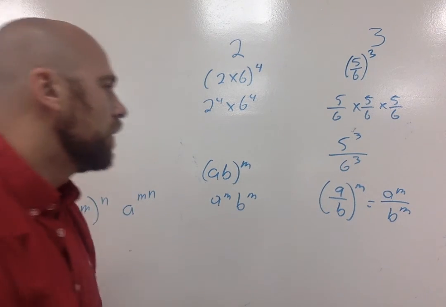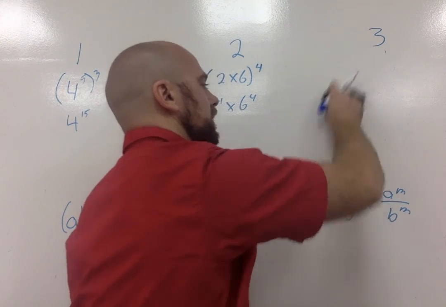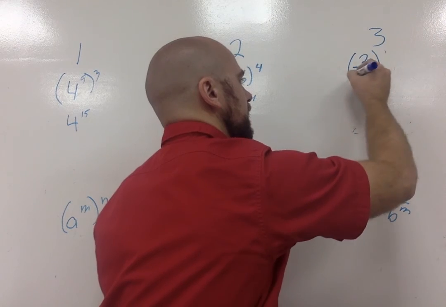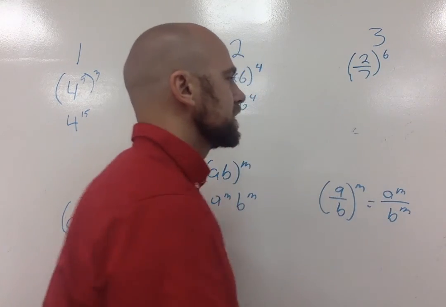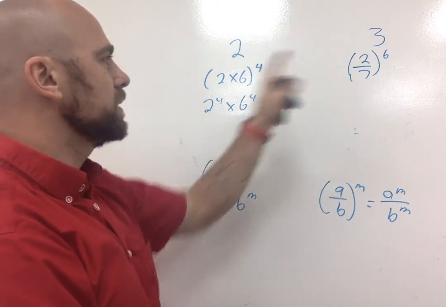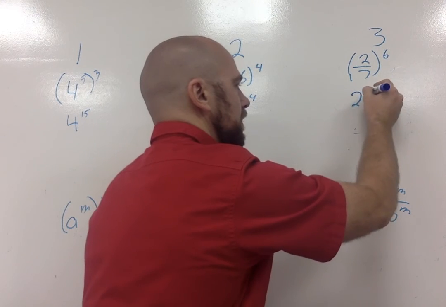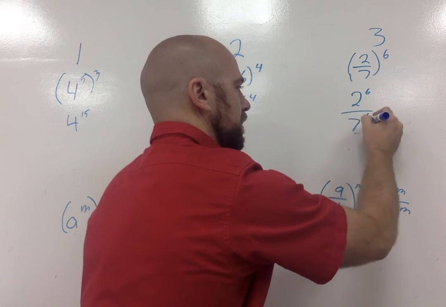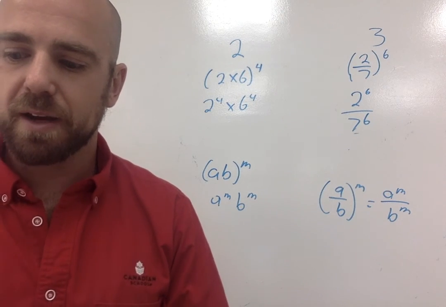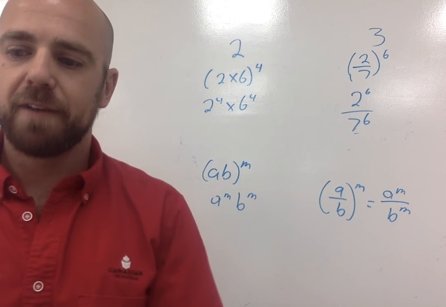I'll give you one more example here that you can simplify. If we were to have 2 over 7, to the power of 6, what would happen? Like I said, these rules are fairly similar, where what's inside just gets expanded out. So we would have 2 to the power of 6 divided by 7 to the power of 6. Those are the rules that we're going to be going by.